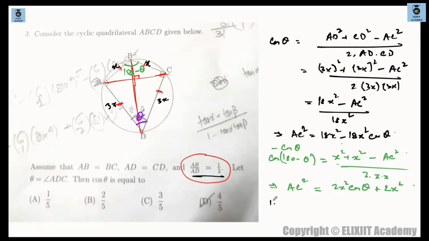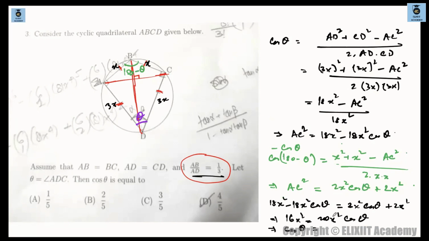Okay, so we have 18x square minus 18x square cos theta is equal to 2x square cos theta plus 2x square. So we are having 16x square is equal to 20x square cos theta. So from here we can find cos theta. Cos theta will be 16x square divided by 20x square, which is the same as 16 by 20. 16 by 20 means 4 by 5. So cos theta is 4 by 5. Option D must be correct.